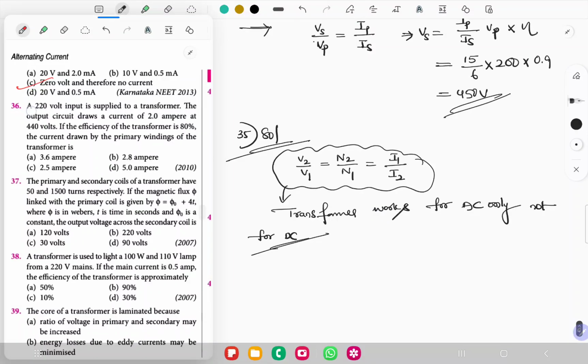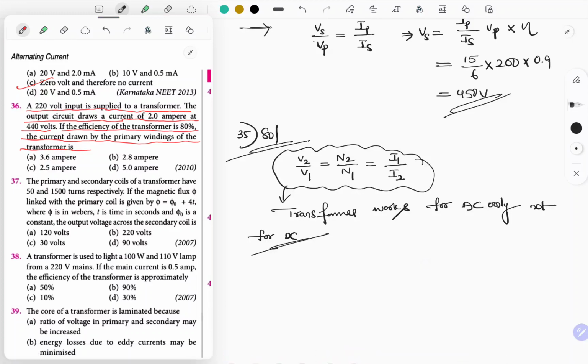Okay, next. A 220 volt input is applied to a transformer. The output circuit draws a current of 2 amperes at 440 volts. If the efficiency of the transformer is 80%, find the current drawn by the primary windings of the transformer. Okay.